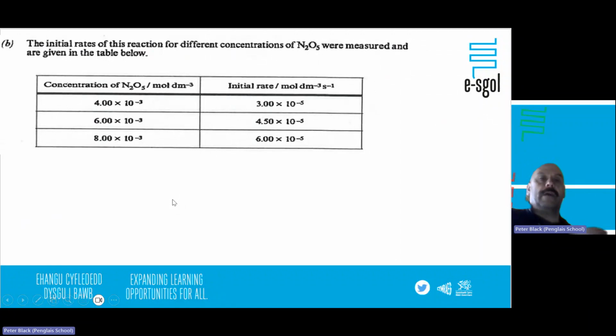Okay, so another question then, just very quickly. We've got this reaction of N2O5. What I'd like you to do is very quickly look at the rate data there and tell me the order with respect to the N2O5. Hopefully you can see that straight away. This would be a good one to look at, the 4 and the 8: double the concentration and the rate's doubled. Rate proportional to concentration tells us that N2O5 must be first order.